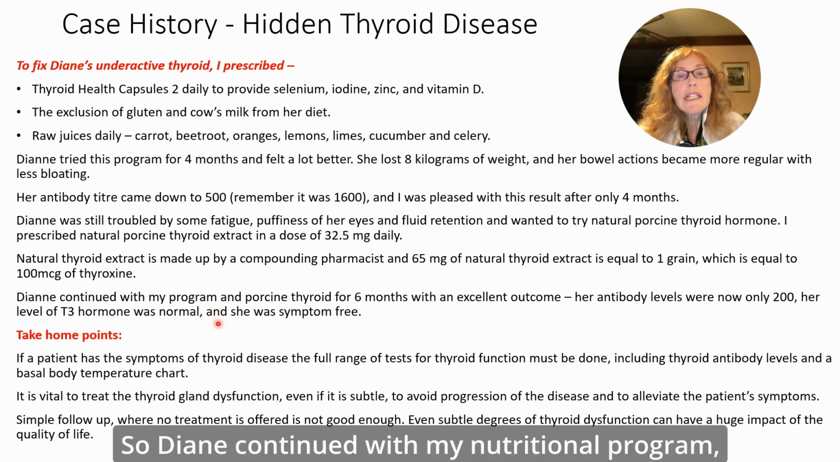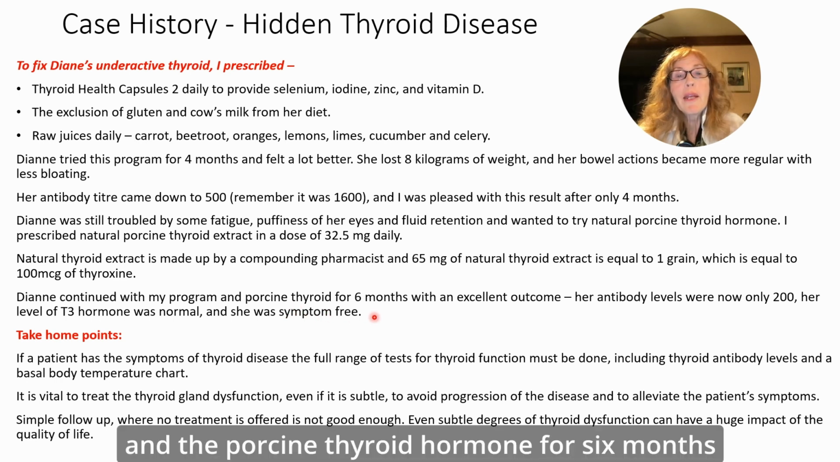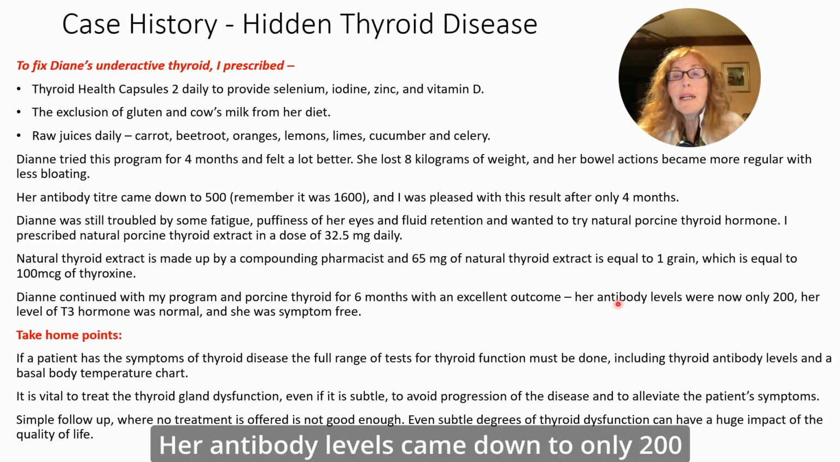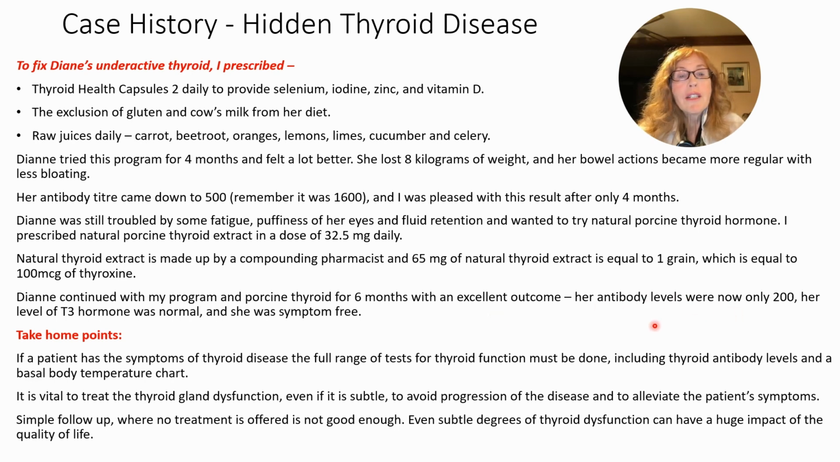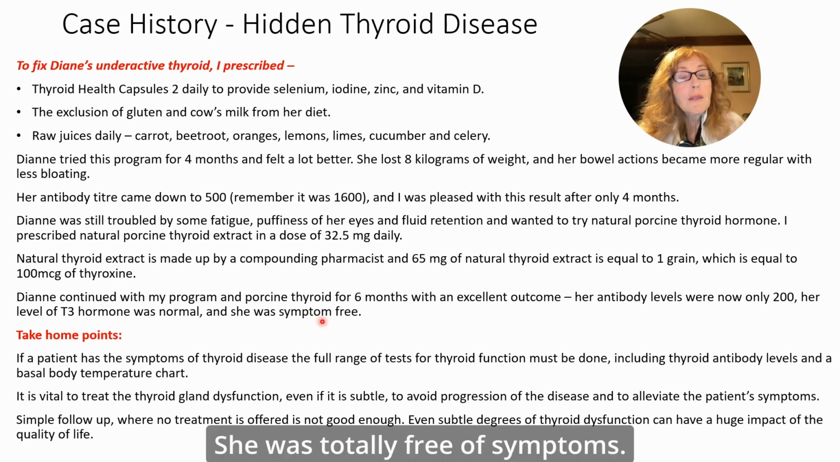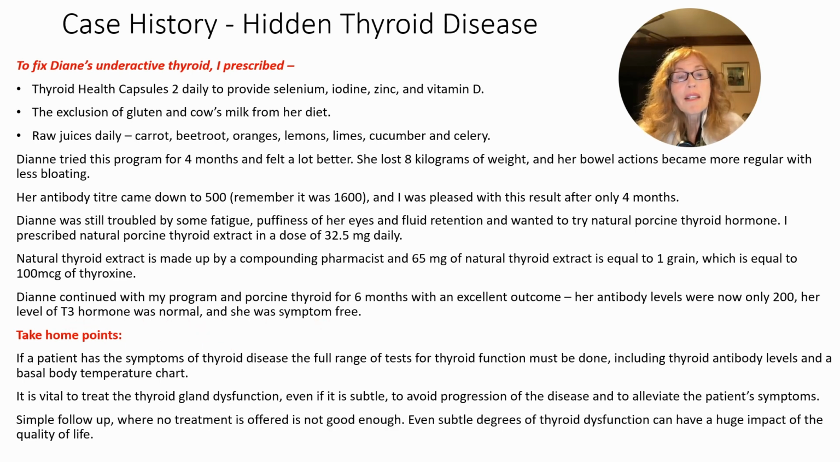So Diane continued with my nutritional program, the thyroid health capsules and the porcine thyroid hormone for 6 months with an excellent outcome. Her antibody levels came down to only 200 and her level of T3 was completely normal. She was totally free of symptoms.